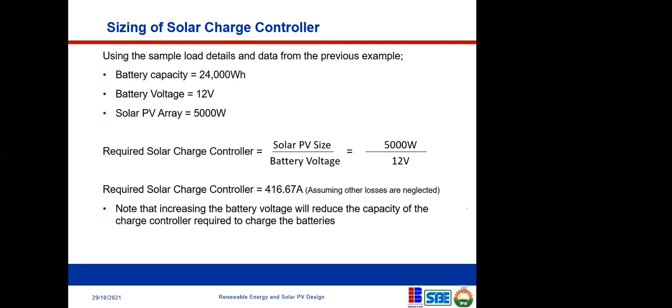Whereas the reverse is also the case: if you reduce the voltage of the battery, you increase the size of your charge controller. So if you want to save money on the charge controller, what you just do is increase the battery voltage, and then you reduce the size of your charge controller.